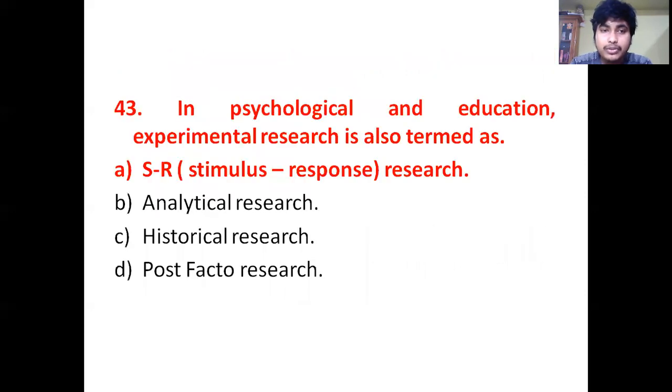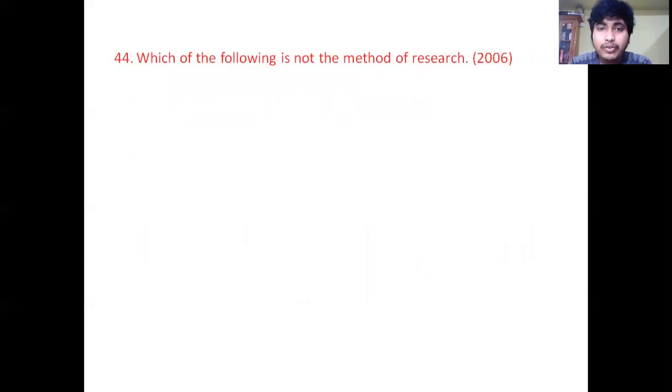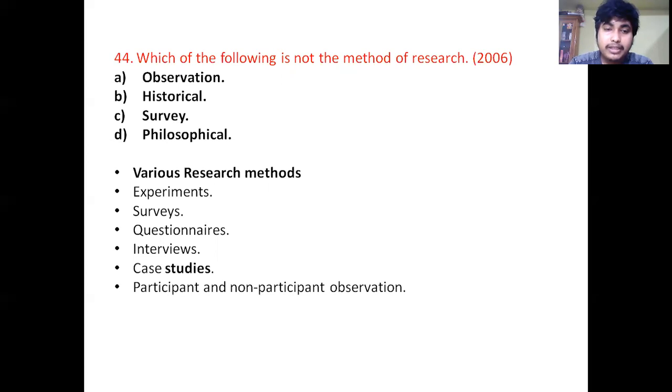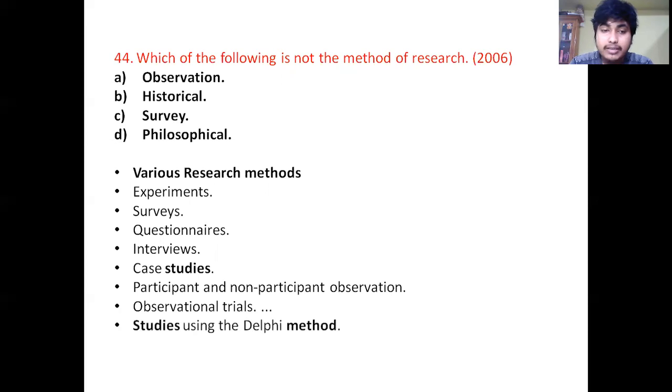The next question is, which of the following is not a method of research? Here options are given: observation method, historical method, survey, and philosophical method. The various research methods are experiments, surveys, questionnaires, interviews, case studies, participant and non-participant observation, observational trials, and the last one is studies using the Delphi method. Since the observation method is less effective in research, our correct answer will be observation.